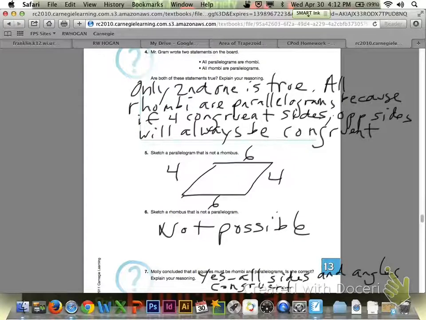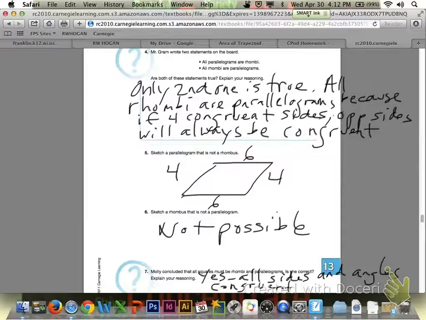If you take a look at 4 through 7 on page 877, number 4 first, only the second statement would be true. All rhombi are parallelograms because if 4 sides of the quadrilateral are congruent, then opposite sides will always be congruent. It is possible to draw a parallelogram that is not a rhombus, but it is not possible to draw a rhombus that is not a parallelogram. Again, if you refer back to your cheat sheet and follow those arrows, I think that should have been easy to understand.